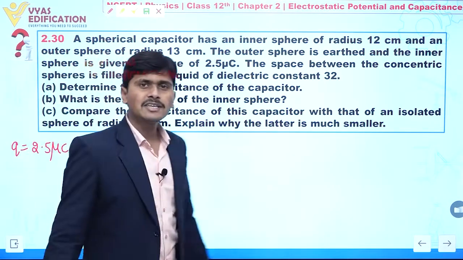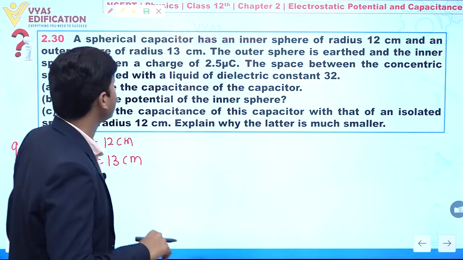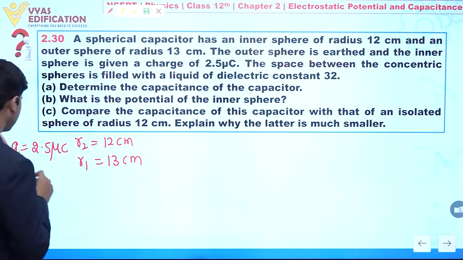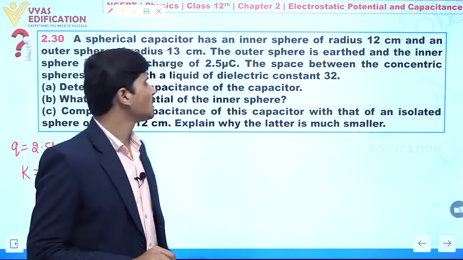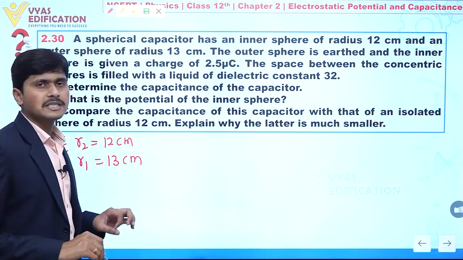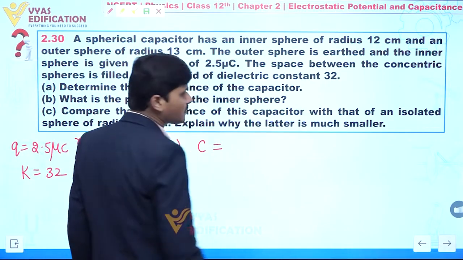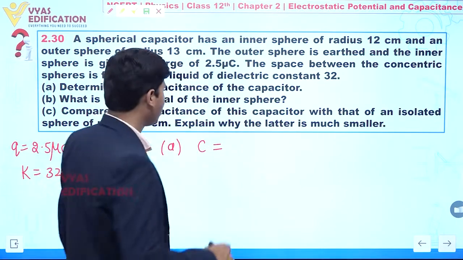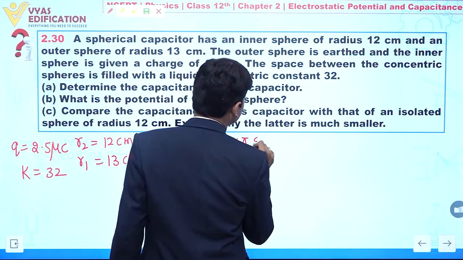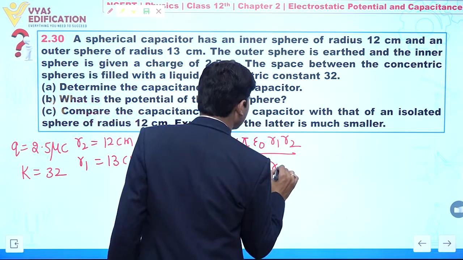Clear? It is also given the space between the spherical capacitor is filled with a dielectric, this is given value K equal to 32. Clear to you? Now we have to find the value of capacitance of the capacitor. Now listen carefully. For a spherical capacitor, the value of capacitance is given by the formula 4 pi epsilon naught, R1 R2 divided by R1 minus R2.